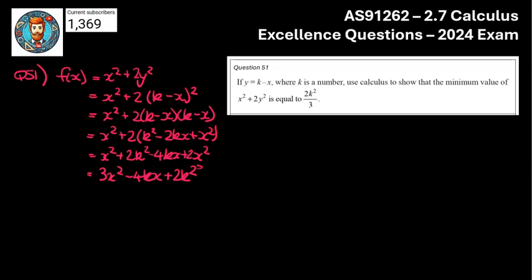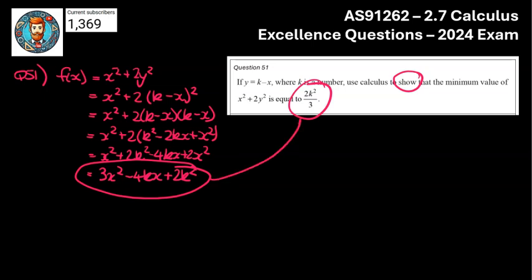Okay, so I've now got my expression in x and k for the function, and I should have mentioned this at the beginning, because it's a show question. Show means I've actually given you the answer, which is 2k squared over 3. So it's our job to get to that point. So I now need to figure out how I can find the minimum of this in terms of k, because that's what it is here, right, in terms of k.